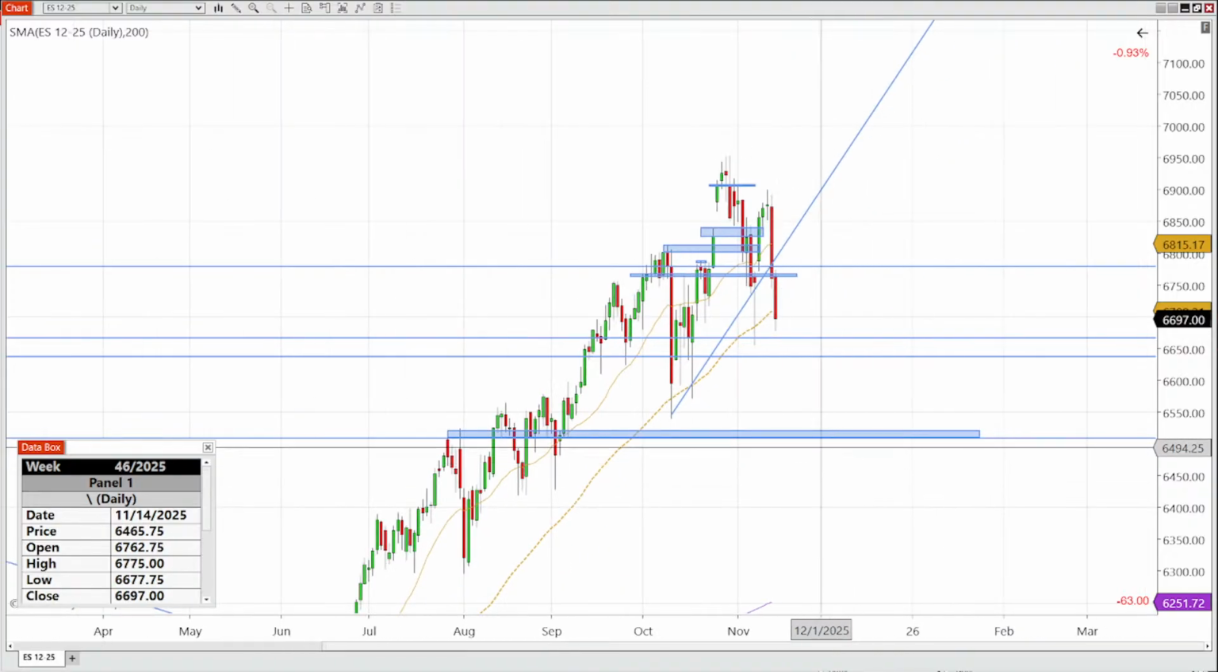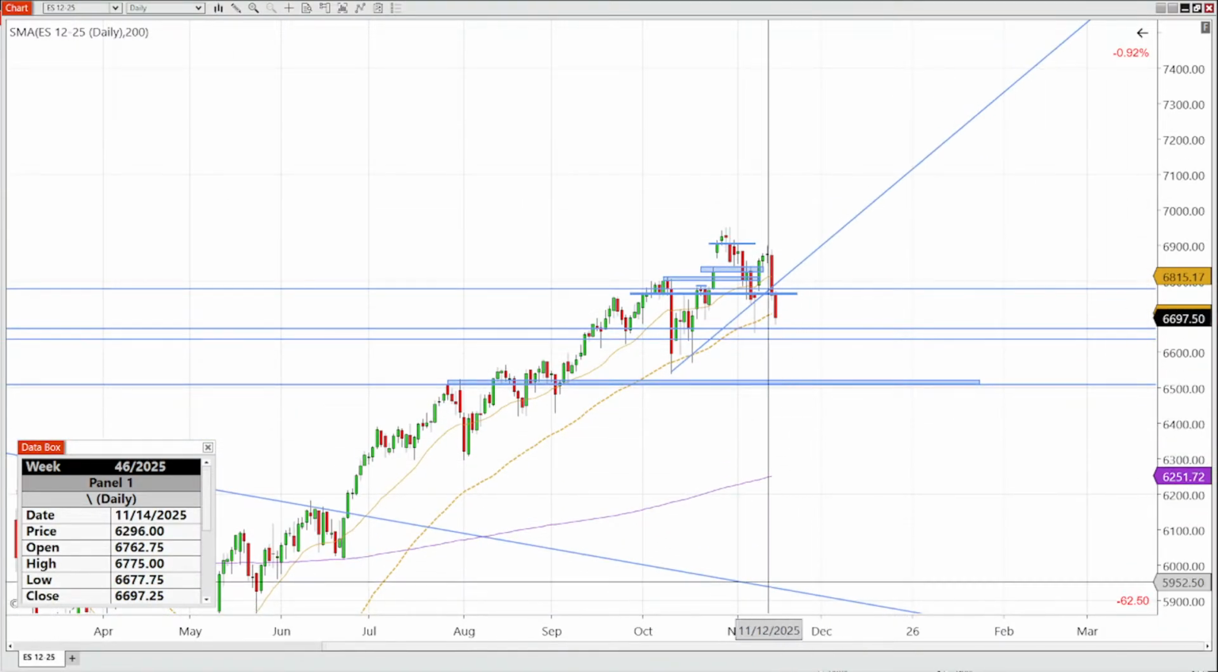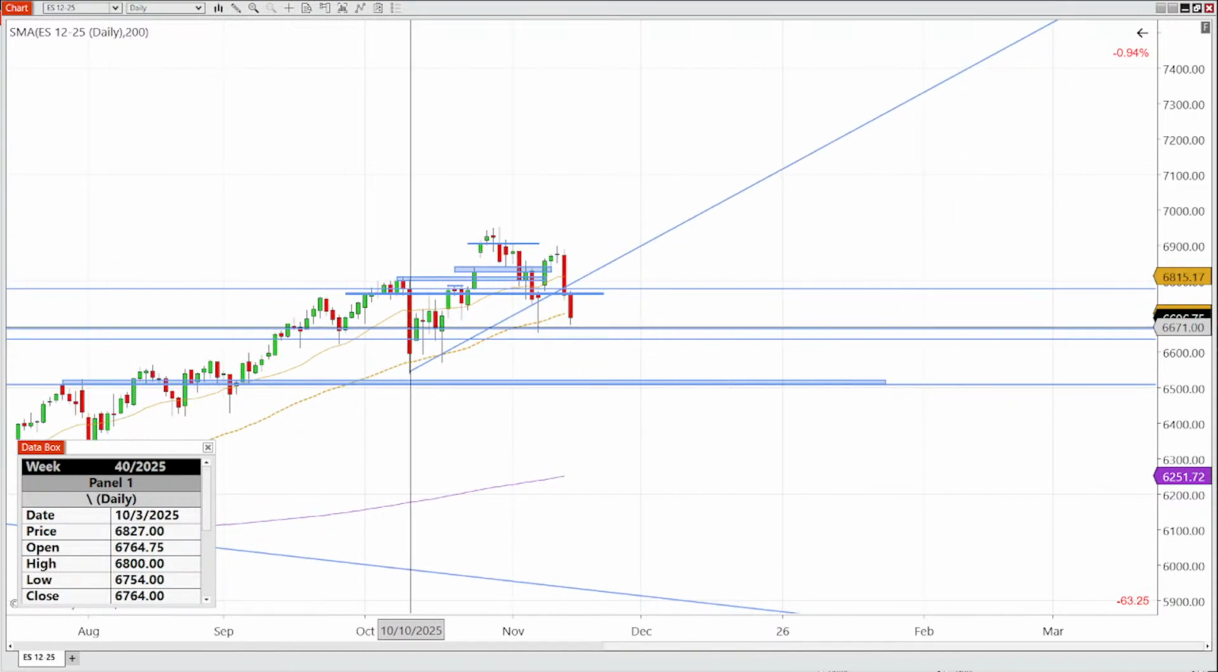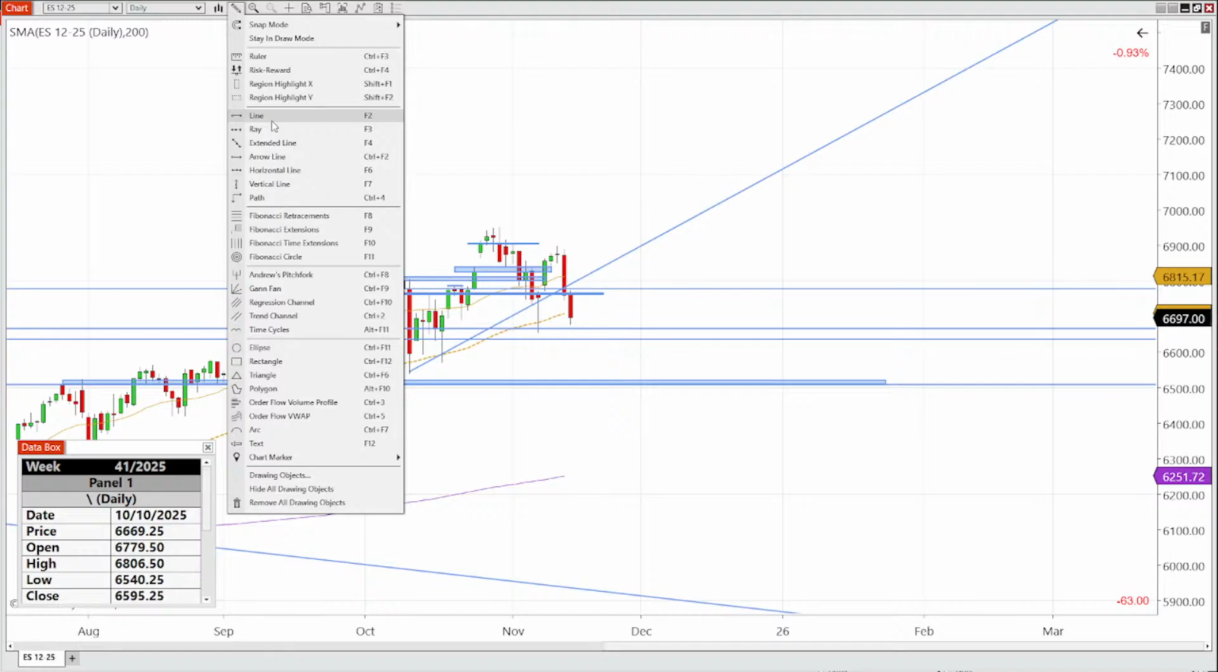I got down here. If this head and shoulders plays out, then let me see. I don't know if we got just a drawing tool. Is there a drawing tool on here where you can just write? Don't think so. Text, chart marker, just arrows and stuff.